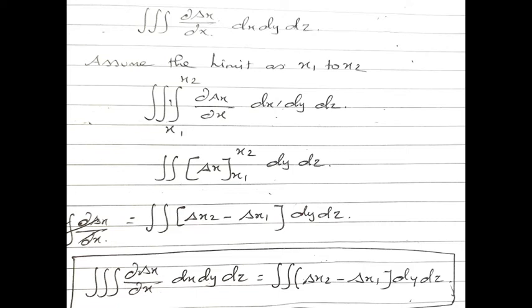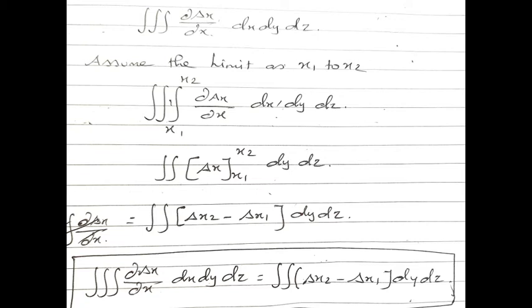So we have to integrate the above function only based on x terms. If you are integrating, the answer will be the triple integral of ∂ax/∂x, with the limit x1 to x2, dx dy dz. If you are substituting the limit, it becomes the double integral of (ax2 minus ax1) dy dz. So finally the answer for the triple integral of ∂ax/∂x dx dy dz is the double integral of (ax2 minus ax1) dy dz.